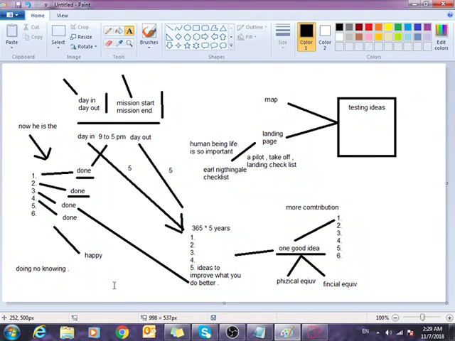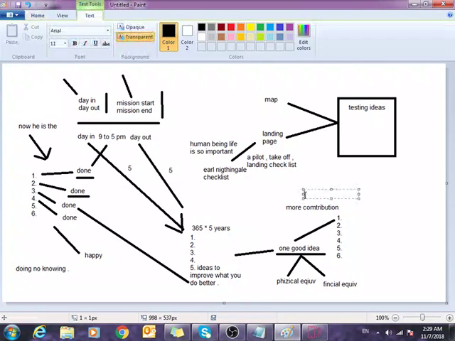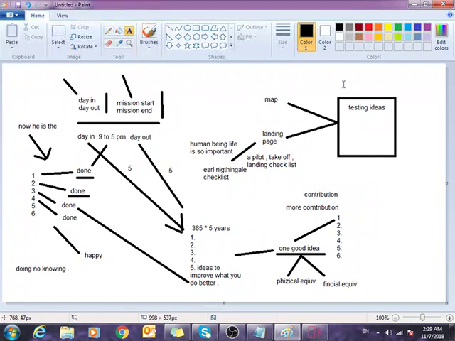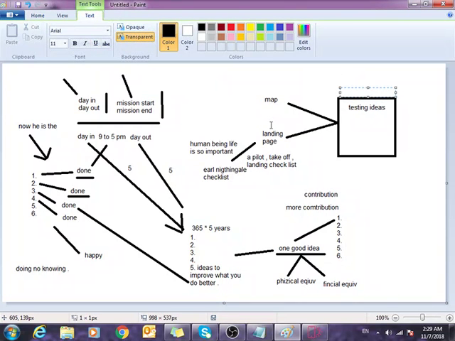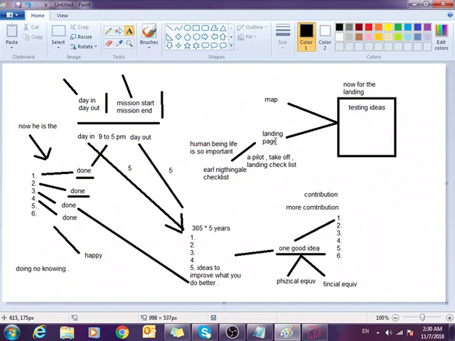Wow. This person's contribution is measured. Now for the more contribution. Now for the landing page. We call it a landing page because the ideas are coming from a checklist.